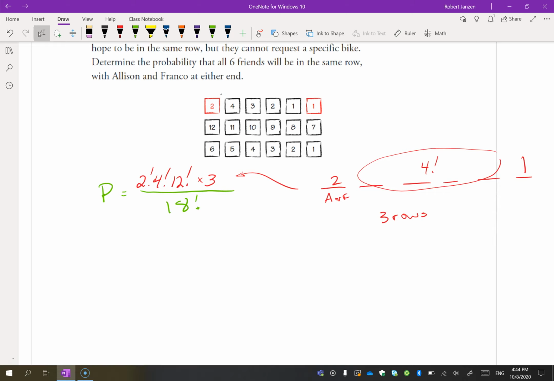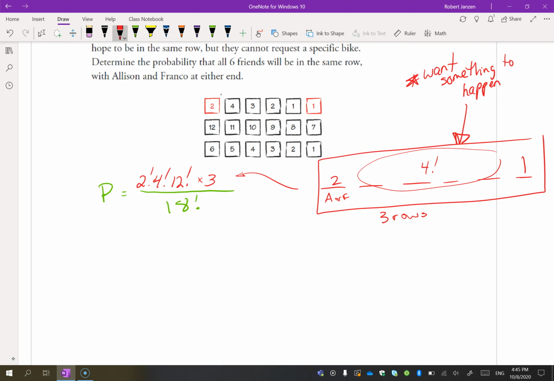Okay, so that's a bit of a tricky question for sure. Just to explain again, we're looking for a specific scenario. This is important to understand, that we want something to happen. So what we do is we look at how many ways can that happen, and then we try to figure out what's the chances of that happening. What do we want to have happen? We want this scenario to happen. And then we have to account for the other people.